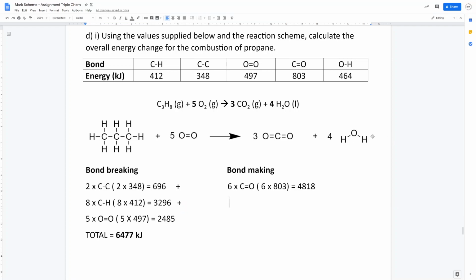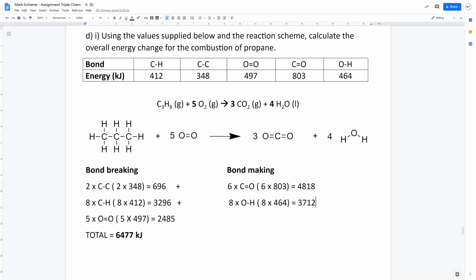Okay, right, next up, bring this across. If I look at a single molecule of water, so this molecule here, I can see that it's got this O to H bond twice per molecule. Okay, so this O to H at 464 is twice per molecule. But I've got here 4 molecules of it. So 4 times 2 per molecule is actually 8. Okay, so we're going to have 8 times O to H, which is the same as 8 times 464. Okay, so that's 8 times 464, 3,712. Okay, that looks like all the bonds now in my products.